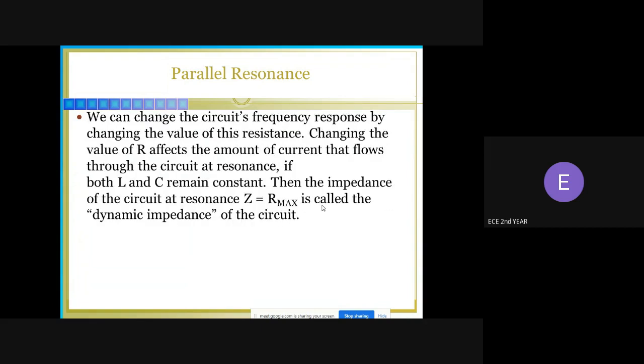We can change the circuit's frequency response by changing the value of this resistance. Changing the value of resistance affects the amount of current that flows through the circuit at resonance. If both L and C remain constant, then the impedance of the circuit at resonance, Z equal to R maximum, is called the dynamic impedance of the circuit. Clear? Right?